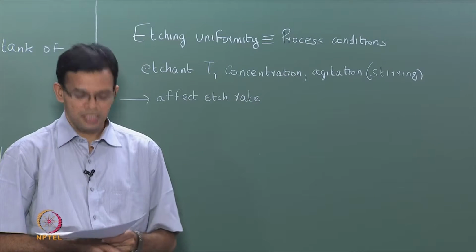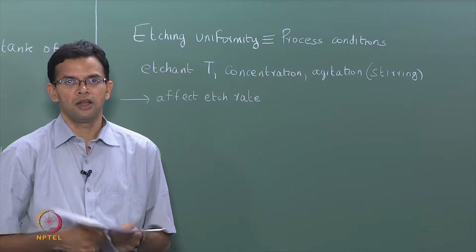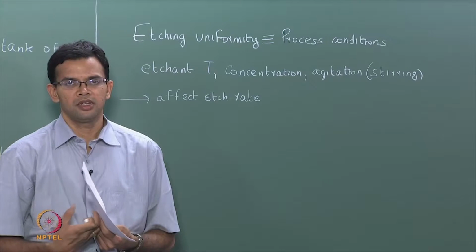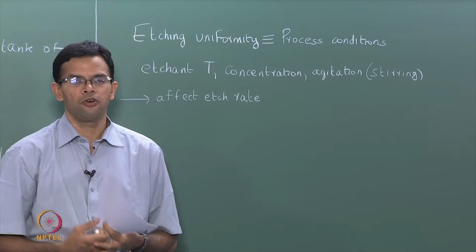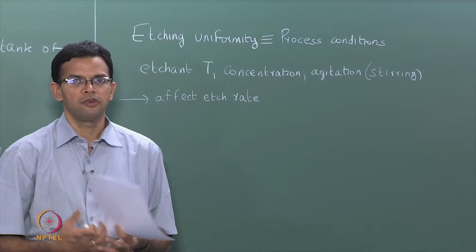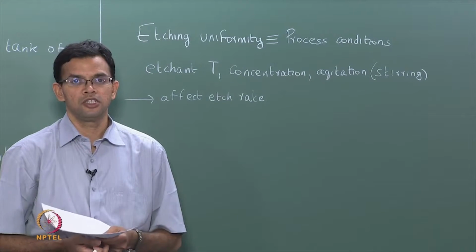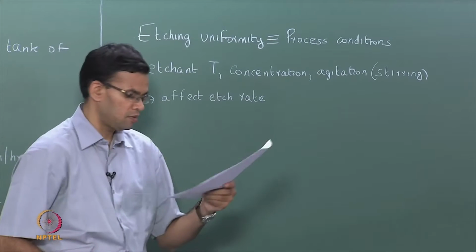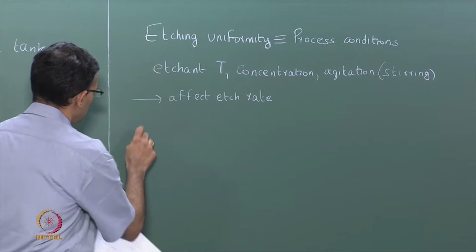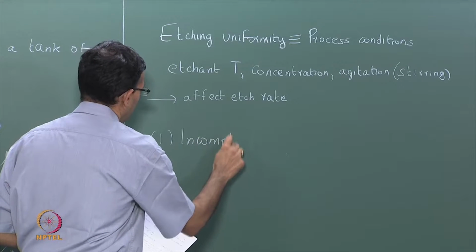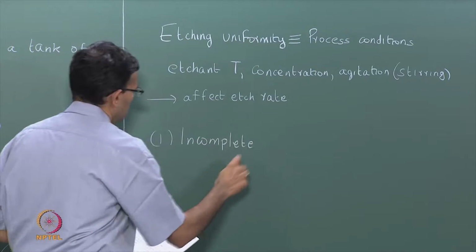So let us look at some of the various issues that are present in etching. This is true for both wet etch and dry etch. It is less so for dry etch than wet etch, but we can use this to illustrate some of the important process issues associated with etching. The first, of course, is that you have an incomplete etch.